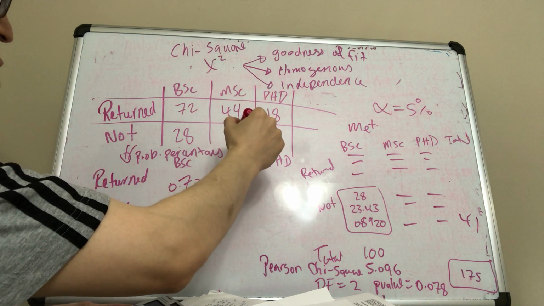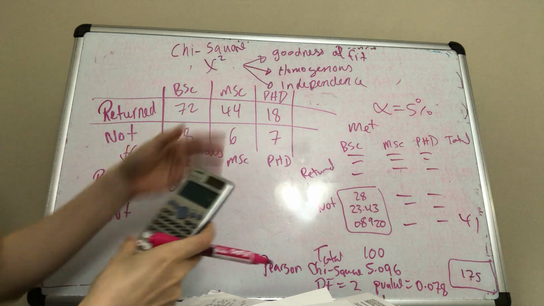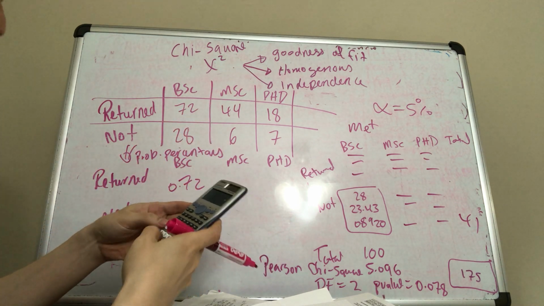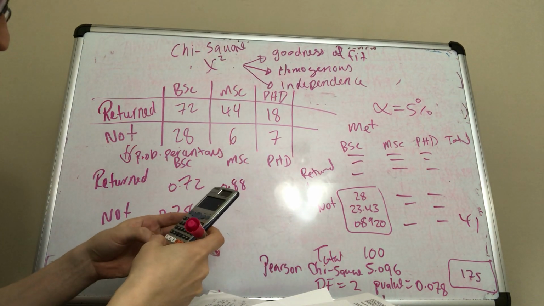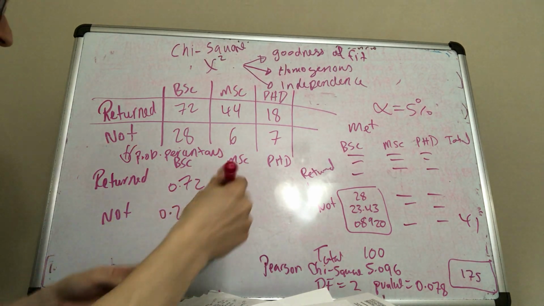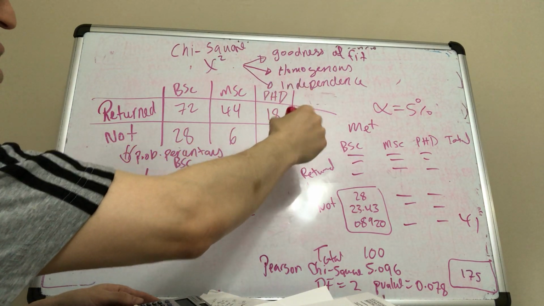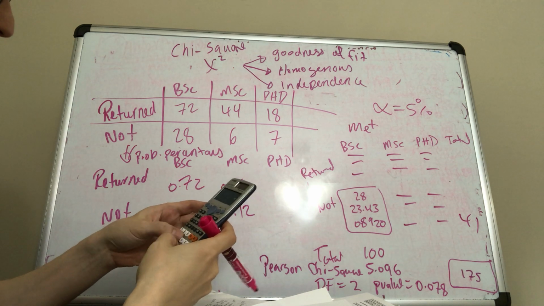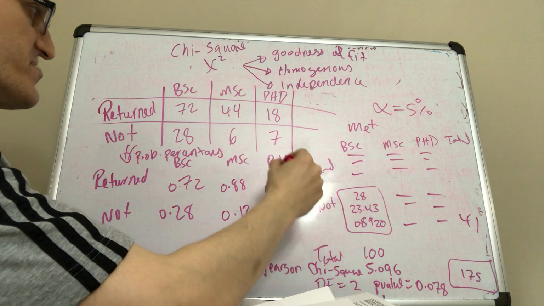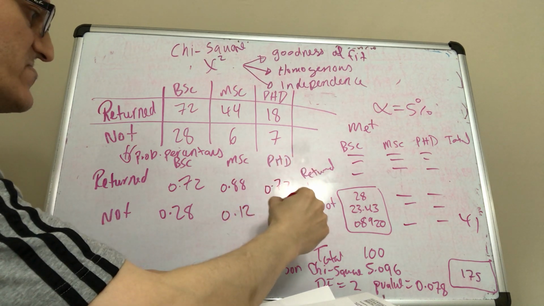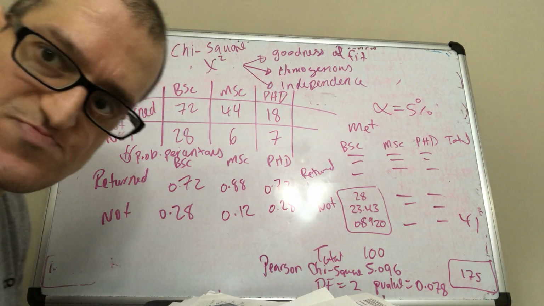44 masters, 6 not returned, 44 returned, total 50. So the return would be 44 out of 50, that's 88%. And this one, 6 out of 50, and that would be 12%. This group, 18, 7, total 25. So returned 18 out of 25, 72, and 7 out of 25 is 28. This is how you turn them into percentages.